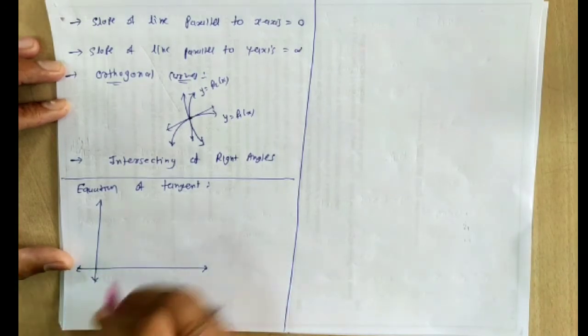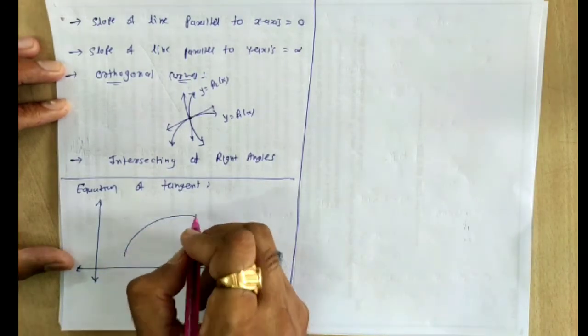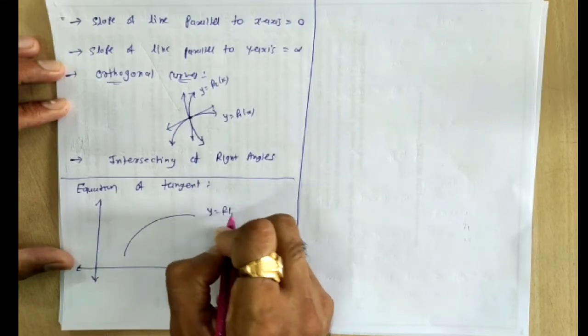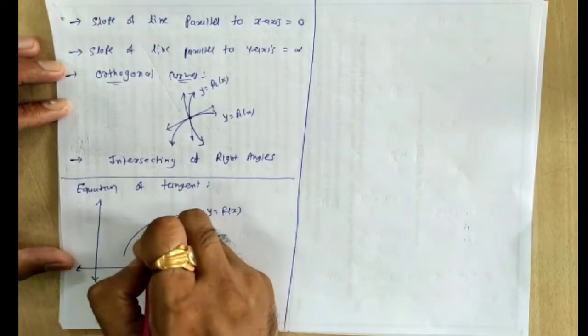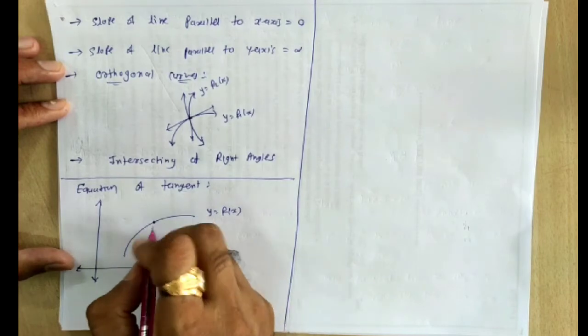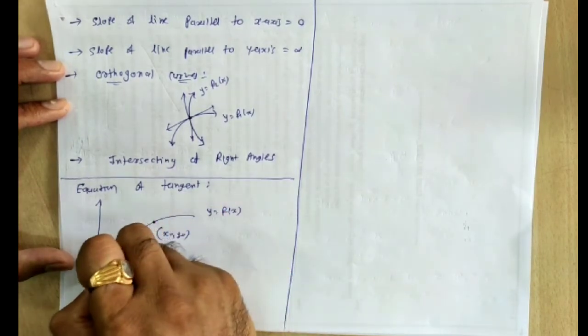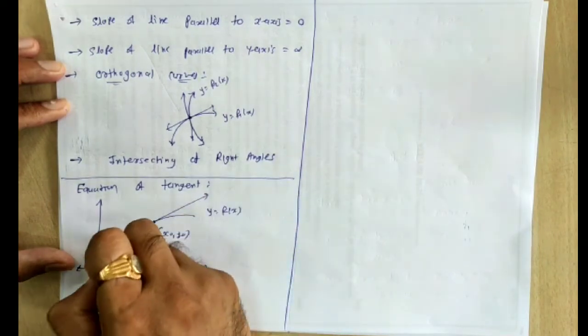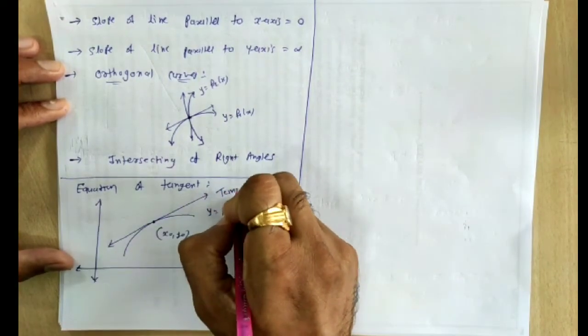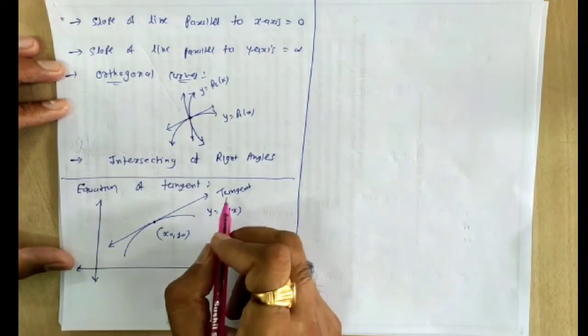So let us consider one curve. Suppose this one is y equal to f of x. Let us consider one point of contact which is x naught, y naught, and this is one tangent. Then we have to obtain the equation of this tangent.